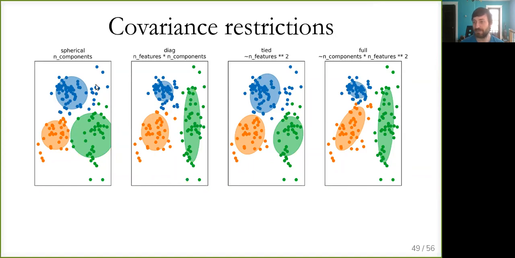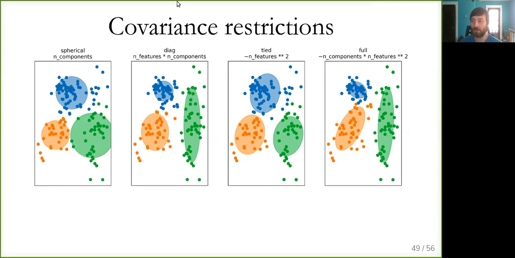One of the simplest things is you can make them what's called spherical. Spherical means the covariance matrix for each component is a diagonal matrix, and each component has the same number everywhere on the diagonal. That means each Gaussian is spherical, so it has the same variance in all directions. So there are only n_components degrees of freedom. It's one number per component. It's the radius or the variance of each component.